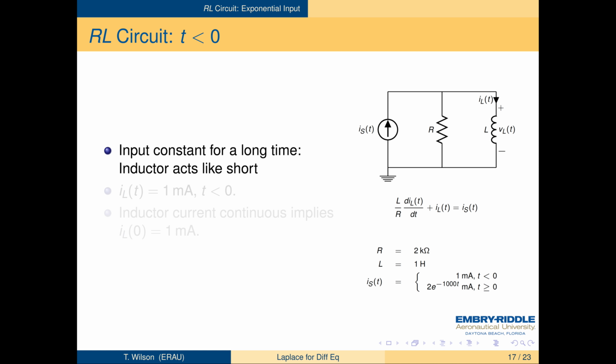We know that under constant conditions, an inductor acts like a short circuit. If the inductor acts like a short, its voltage is 0, so there's no voltage across the resistor and no current through the resistor. This means that all the constant current is going through the inductor, so for t less than 0, the inductor current is 1 milliamp. As before, continuity of the inductor current means that the current at t equals 0 is the same as the current just before t equals 0. That is, I sub L of 0 has to be 1 milliamp.